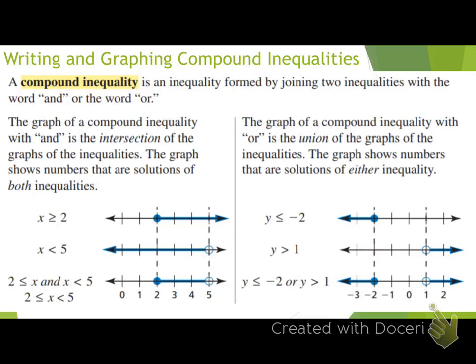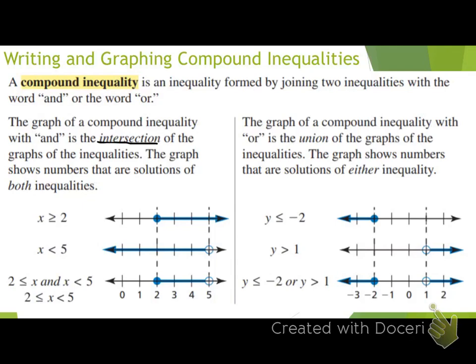So the left column over here talks about and compound inequalities. The graph of a compound inequality with and is what we call the intersection, that's the mathematical term for it, of the graphs of the inequalities. The graph shows numbers that are solutions of both inequalities. Pay attention to this part that I'm about to say. For a number to be a solution for an and compound inequality, it must be true for both inequalities.